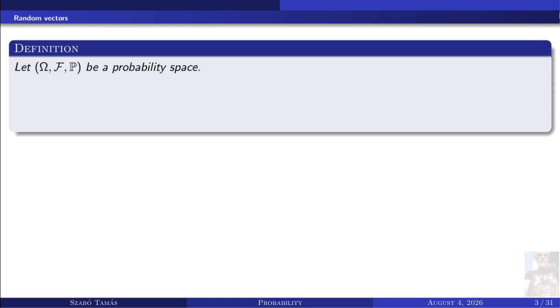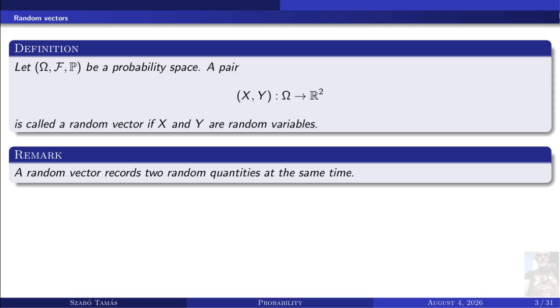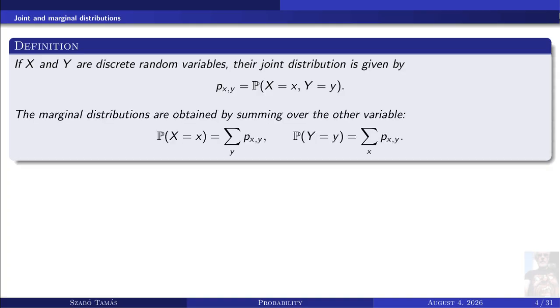Let (Ω, F, P) be a probability space. A pair (X, Y) from Ω to R² is called a random vector if X and Y are random variables. A random vector records two random quantities at the same time. Suppose now that X and Y are discrete random variables. Their joint distribution is given by the probabilities p_xy equal to P(X = x and Y = y). The marginal distributions are obtained by summing over the other variable.